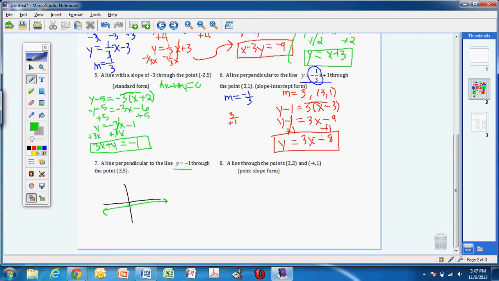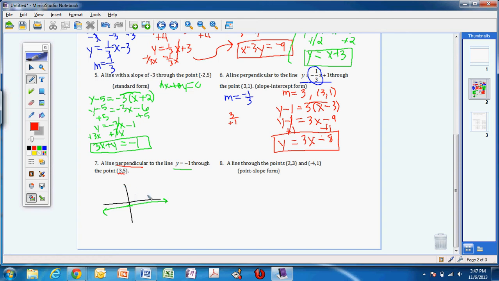Now, we want to write the equation of a line perpendicular to that through the point 3, 5. So a line perpendicular to this, so if I have a horizontal line, I know that a line perpendicular to that is automatically going to be a vertical line. And it's important now because I know it's a vertical line. But there's a lot of vertical lines that could be on this graph. It's telling us specifically it has to be the one through 3, 5.